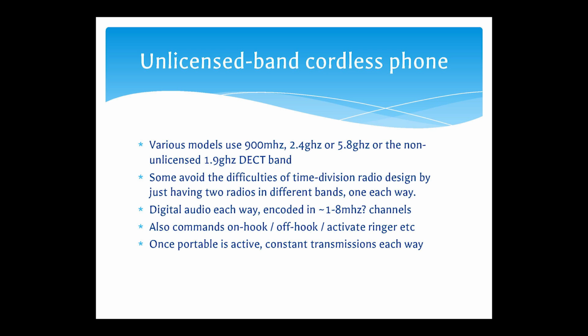So the next device is an unlicensed band cordless phone. With unlicensed band, we're talking about the 900 megahertz, 2.4 gigahertz, and 5 gigahertz phones. Various phones use these different frequencies, or the 1.9 gigahertz DECT band, which is not exactly unlicensed, but can be legally used for cordless phones. There are some more advanced phones that use just one frequency and use a time division standard where they both use the same frequency, but the base station transmits, then the phone, then the base station, then the phone, etc.